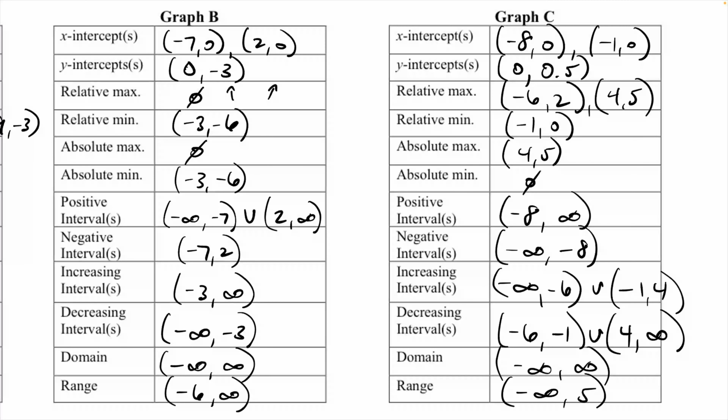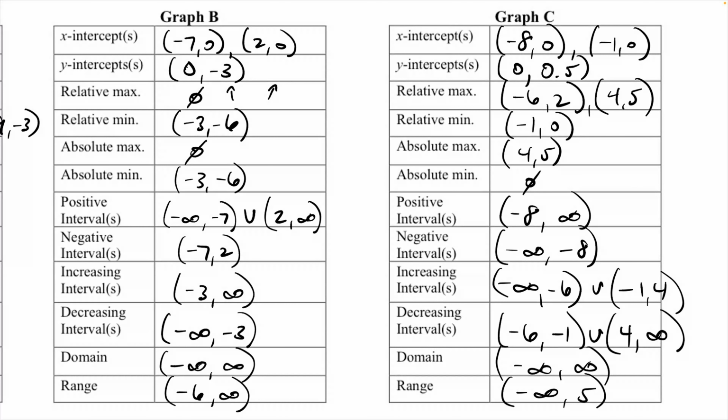So 2 x-intercepts, 1 y-intercept. It was in between 0 and 1, so I just put 0.5. If you put 0.4, 0.3, 0.6, you're fine. 0.1, anything between 0 and 1. There are 2 relative high points. There was 1 relative low point. 1 absolute maximum, absolute top. There was no absolute bottom because of the arrows. The arrows are pointed down, so they're going down forever and ever.